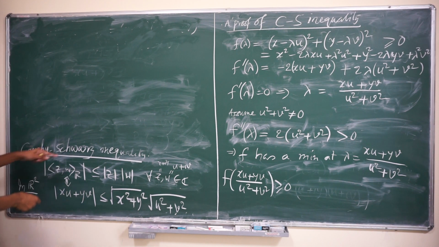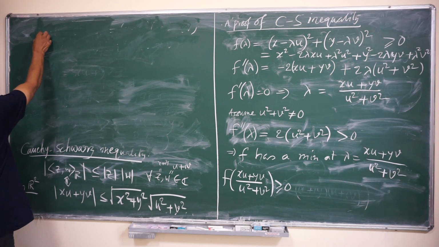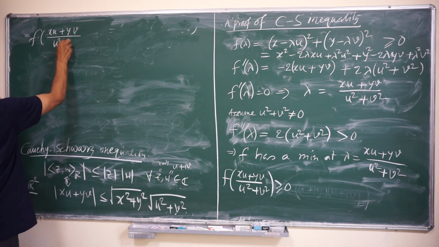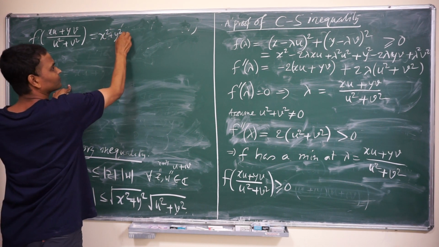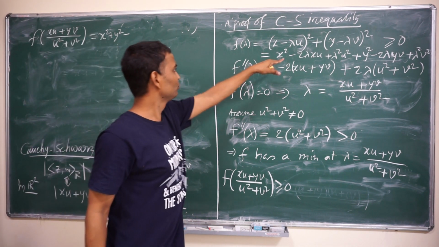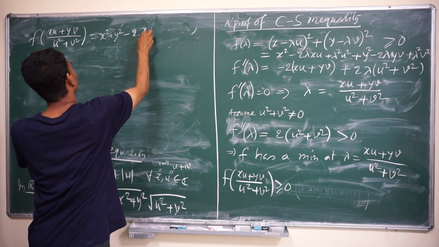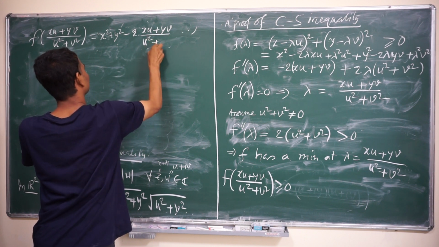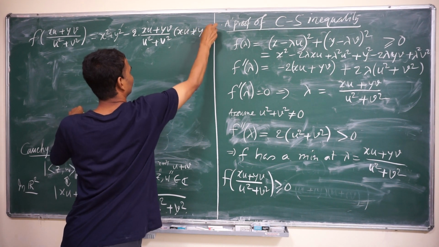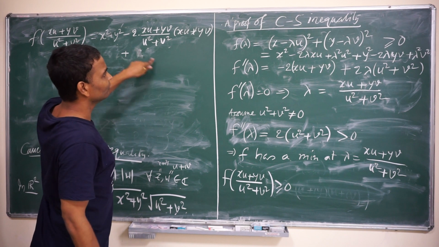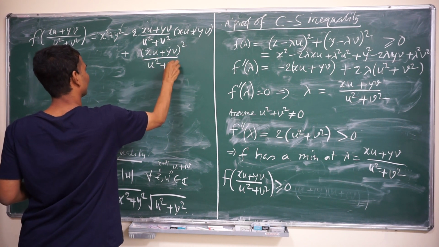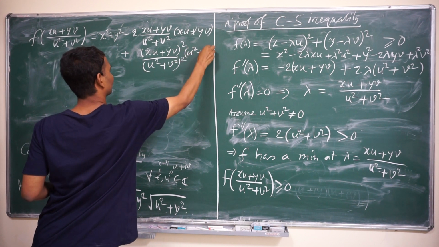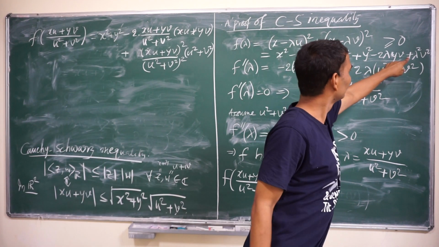Right, so now f of xu plus yv by u square plus v square comes as, we look at the second line here, x square plus y square minus 2 lambda, where lambda is xu plus yv by u square plus v square, times xu plus yv, plus lambda square times u square plus v square. So lambda square is xu plus yv whole square by u square plus v square whole square, into u square plus v square.